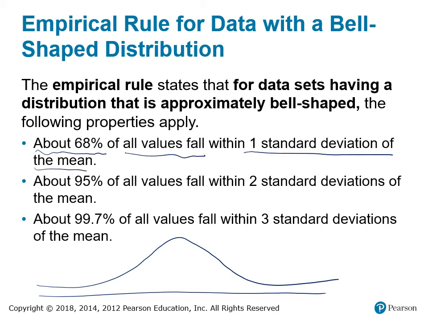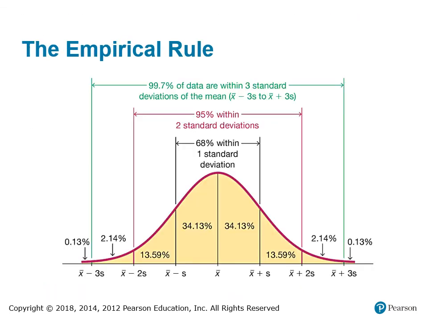I'll show you a diagram of all this in a second. 95% of all our data values will fall within two standard deviations of the mean. That's why I said most of our data values should be in that two standard deviation block. And 99.7% of all data values will be within three standard deviations of the mean. So almost all your data values sit there. Here's your basic picture that shows this.